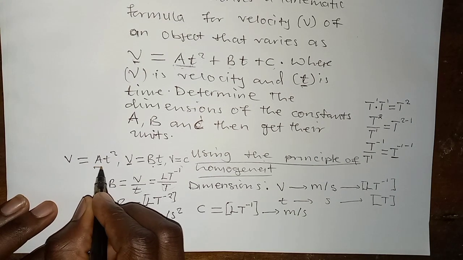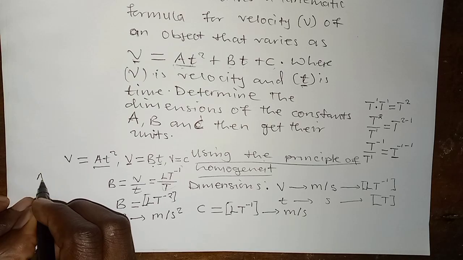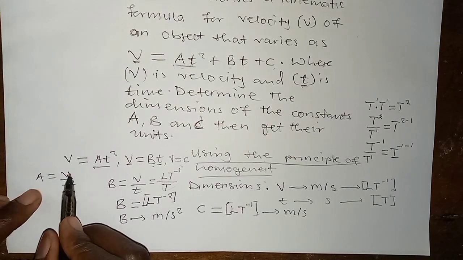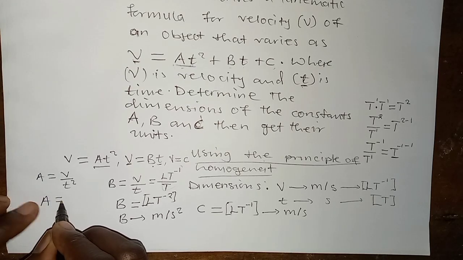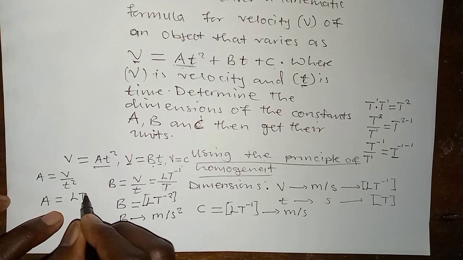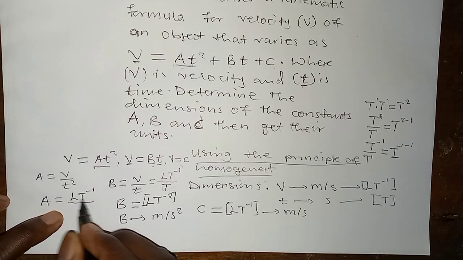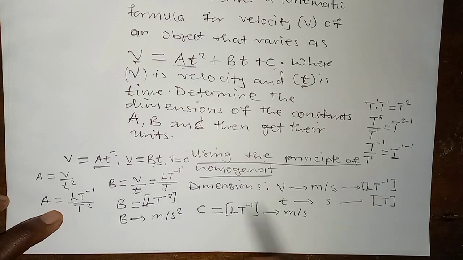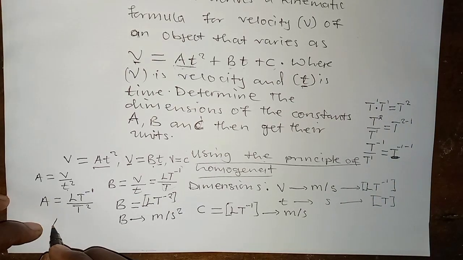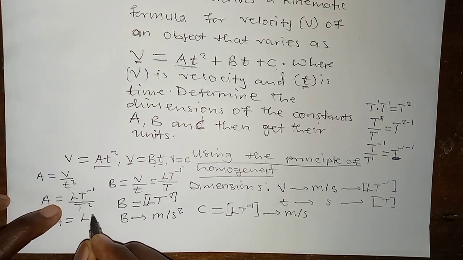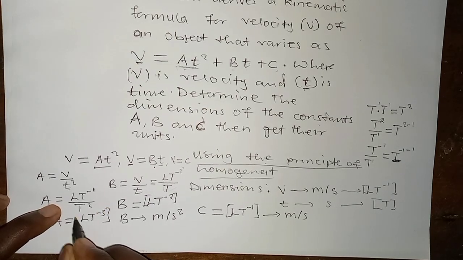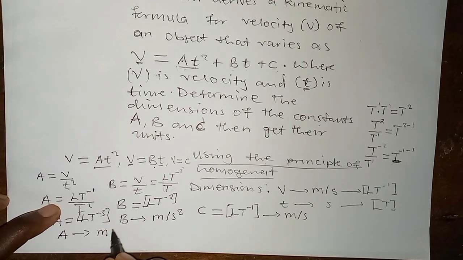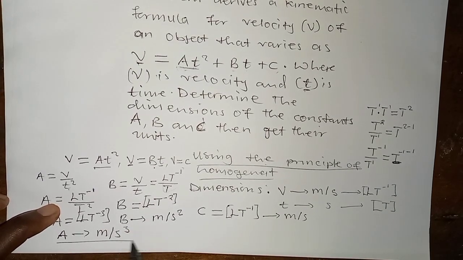Okay, let's try to get the dimensions for a. a has to be equal to v over t squared. So a is equal to v, which is L T to the power negative 1, divided by t squared. Take this format that way, and you will find the SI units for a will be the same as meters per cubic second.